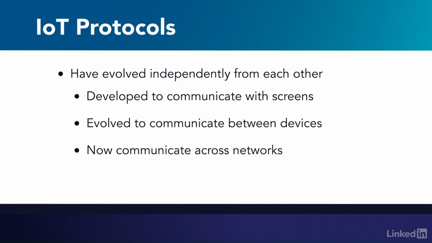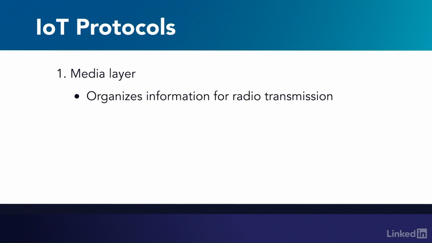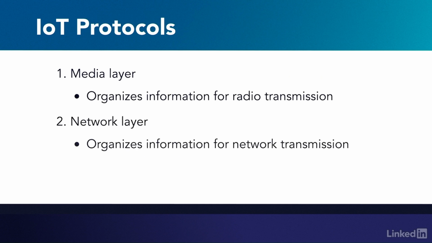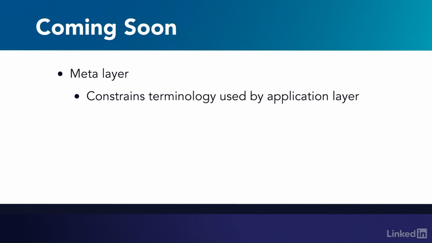There are three main protocols in IoT. The media layer is first. It organizes the information to be transmitted by radio. The second is the networking layer. It organizes information to be transported along either the OT or the IT network. And the third is the application layer. It provides contextual data along with the data payload to be consumed by the application. And fourth is the semantic layer. It's not standardized yet, but it constrains the vocabulary that's used in the application layer.